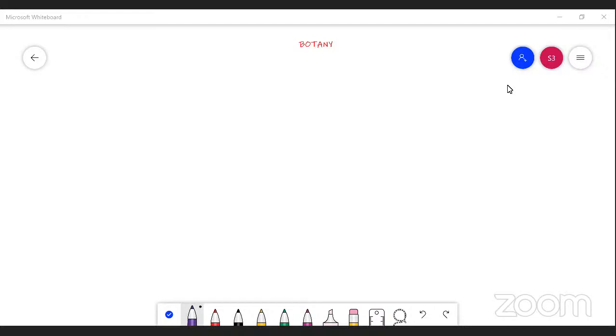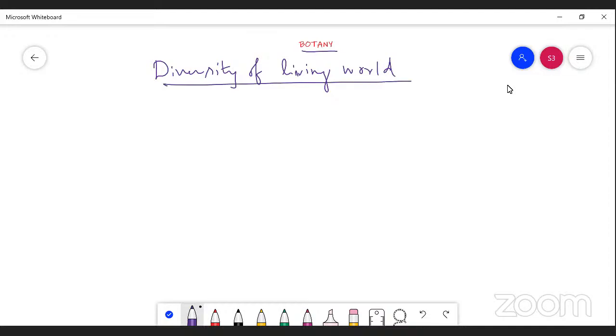Today I will discuss the first chapter, the diversity of the living world. The first topic is the diversity of the living world: there are a great number of species on the Earth's surface.